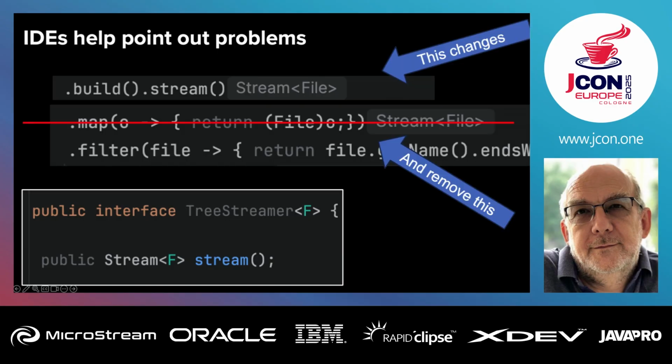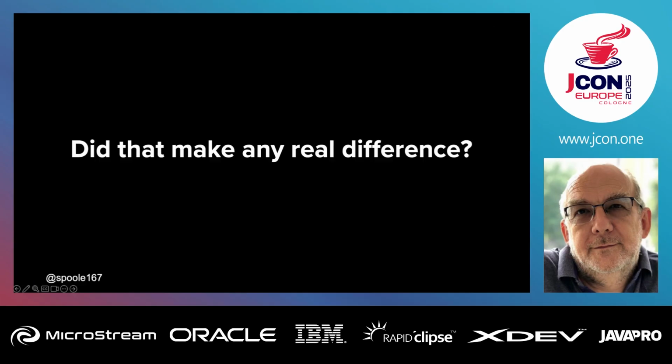And that means that code which had stream of object now says stream of file. So now I don't need that middle line because I don't have to map it, because that was just to get the IDE to tell me everything was okay. Okay? That's cool. So the IDE told me some things. I fixed them. I went, hey, cool. I've made progress, haven't I?